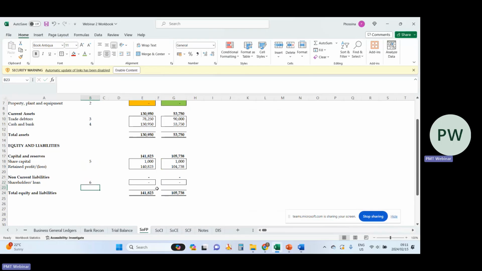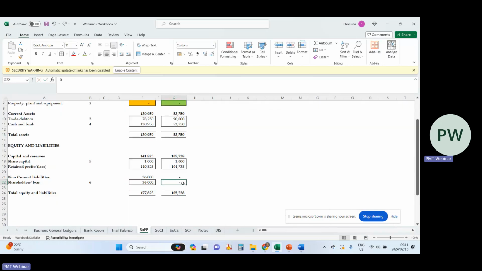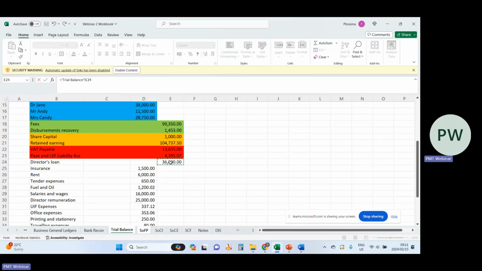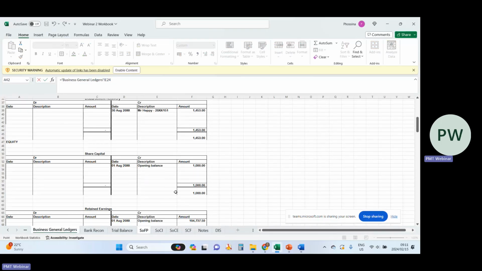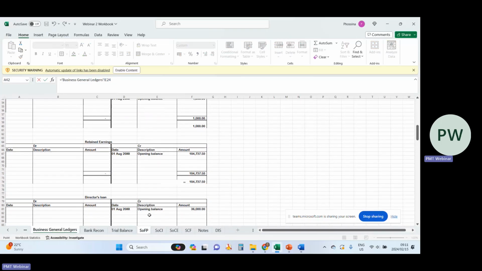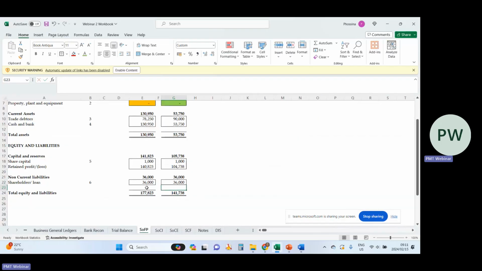So our shareholders loan, which is more or less the same as the director's loan, in this case it's 36, and we didn't have any movement on that, so I'm just going to pick the same amount. But if we had a movement, I would go to the opening balance, which is in the general ledger. I check under director's loan, and then we take the opening balance and the movement, and the closing balance is the one that we would take here.